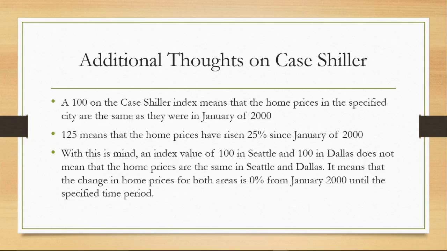A value of 100 on the Case-Shiller Index means that home prices in the specified city are the same as they were in January 2000. So a 125 means that home prices have risen 25% since January 2000. With this in mind, an index value of 100 in Seattle and 100 in Dallas does not mean that the home prices were the same in Seattle and Dallas. It means that the change in home prices for both areas is 0% from January 2000 until the specified time period.